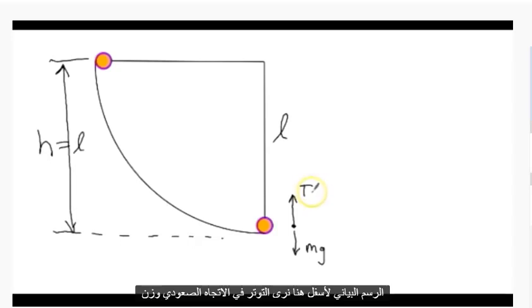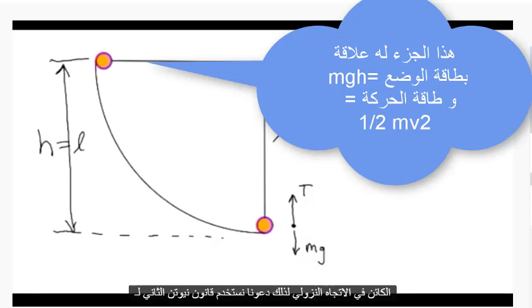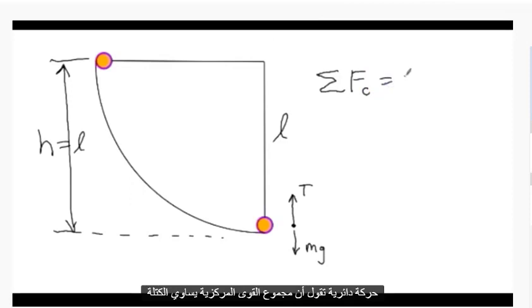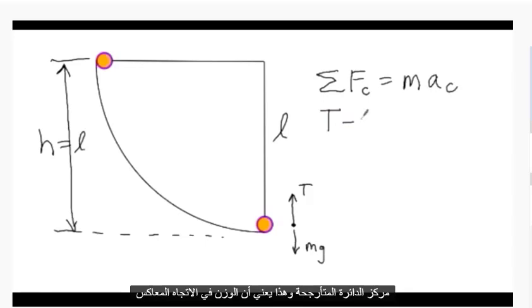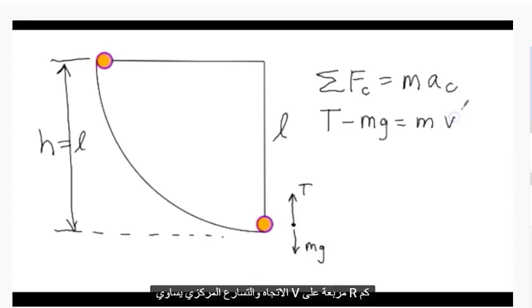We see the tension in the upward direction, the weight of the object is in the downward direction. So let's use Newton's second law for circular motion that says the sum of the centripetal forces is equal to mass times the centripetal acceleration. So the sum of the forces is T in the positive direction. We'll choose the positive direction to be toward the center of the swinging circle. And that means the weight then is in the opposite direction, and centripetal acceleration is equal to v squared over r.